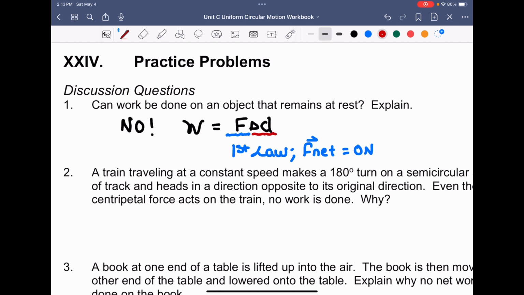And then when we talk about the change in distance, well, just like it says, it's at rest. So therefore, the change in distance is equal to 0 meters. And so both of these are actually 0. So definitely no work is being done here.